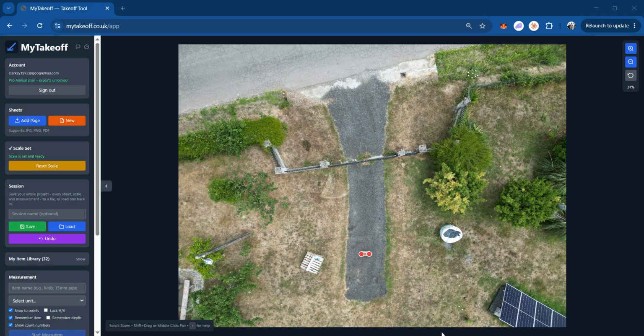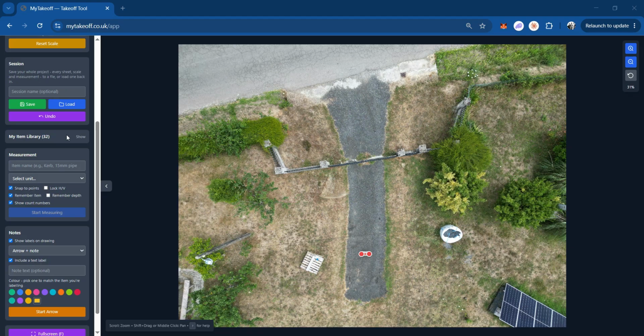I've already set the scale on this aerial photo. If you need to know how to do that, we've already done a YouTube video on that, so if you want to search that out on a previous video. So we're going to start by looking at linear meters.